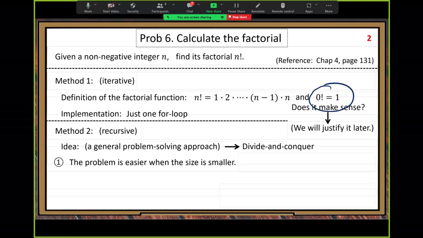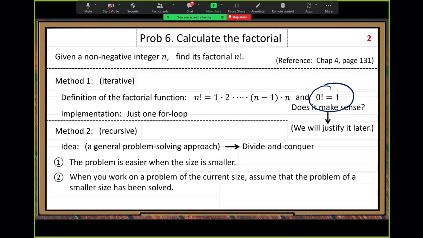First, the problem is easier when the size is smaller. Remember I explained the principle last time. Most of the time, the problem is easier when the size is smaller. So we want to break the original problem into smaller subproblems. Divide, conquer. After you break it, divide, it's easier to conquer.